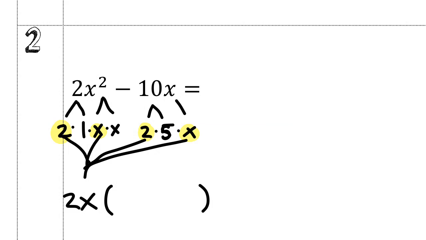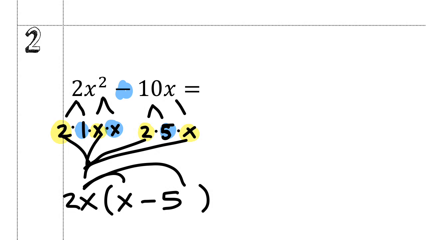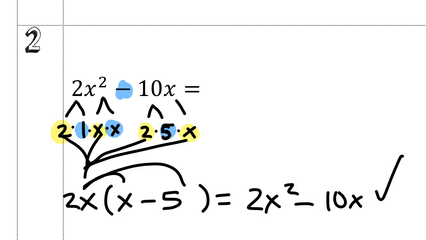2x, parenthesis, and every single thing that's left, I'm going to put right back in. So I have 1x minus 5. I can write the 1 in front of the x, but we should know now we don't have to. So I have x minus 5. Again, if I wanted to check that this was right, I would just have to distribute it and check what I got when I multiplied. So 2x times x is 2x squared, and 2x times a negative 5 is a negative 10x. So check, we did that one correct.